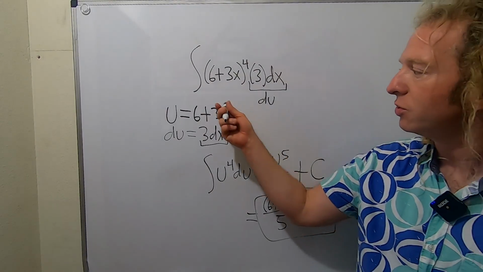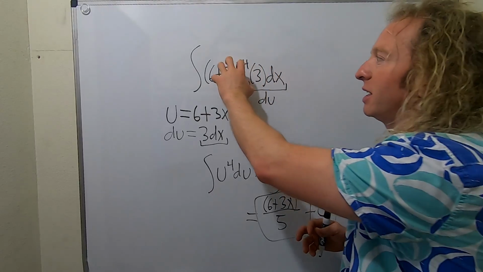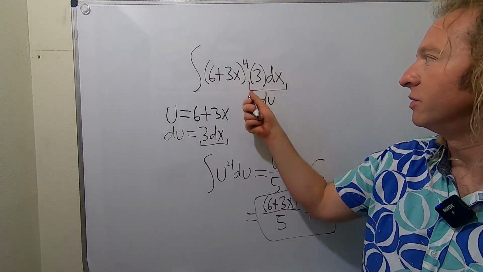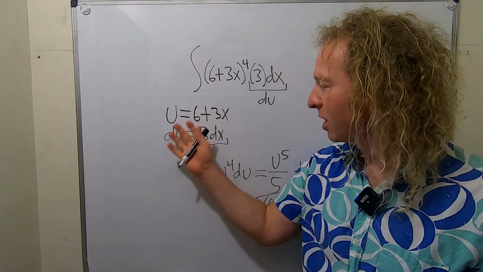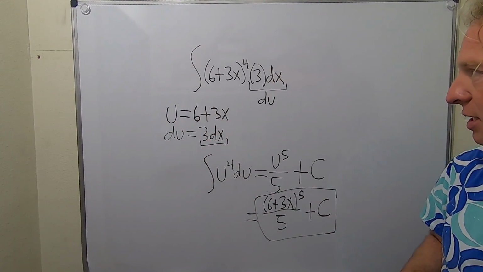So again, u is usually your inside function. Not always, but most of the time, it's like an inside function. So there's your u, and then your du is what's left over usually. Sometimes you have to make some adjustments to this. In this case here, everything worked out really, really nicely.